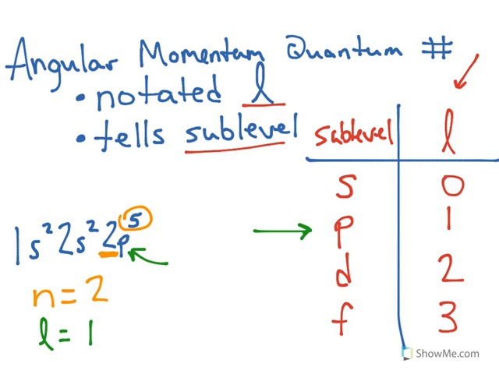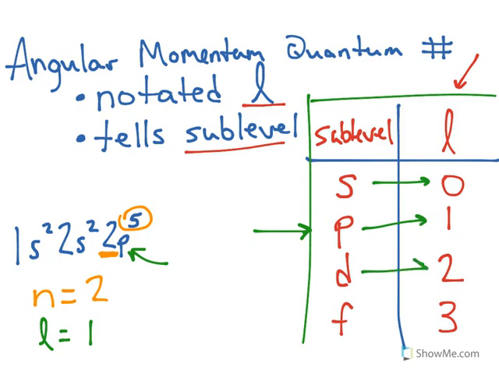So the angular momentum quantum number is simply telling you the sublevel, and really there's not a good way other than just memorizing this chart. S corresponds to 0, P to 1, D to 2, and F to 3.